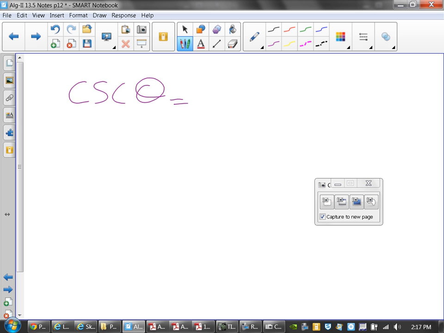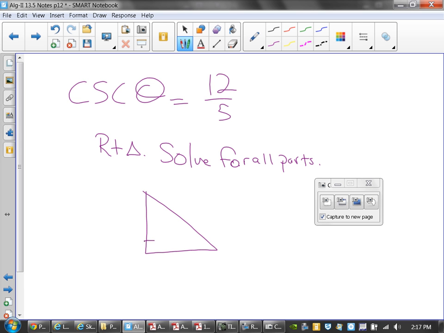The cosecant of theta is 12 over 5 in a right triangle. Solve for all parts. I'm just making this up. What I'm saying here is, I'm going to give you something more along the lines of that. The cosecant of theta is 12 over 5. Solve for everything else. Now, cosecant is the inverse of what trig function? Sine. Okay? So it's the inverse of sine.